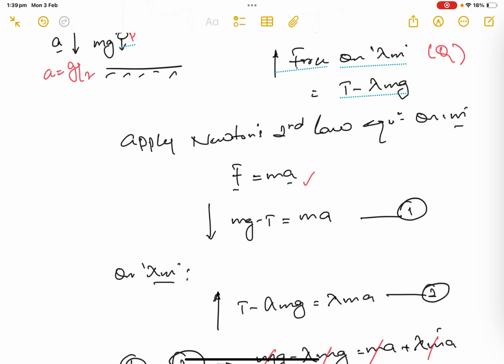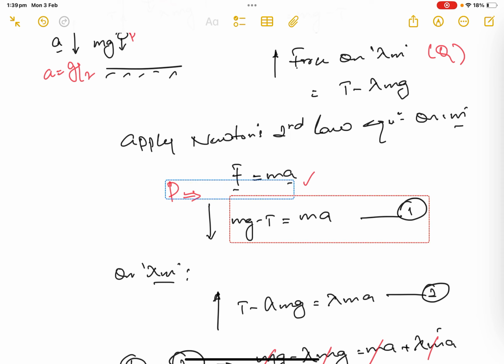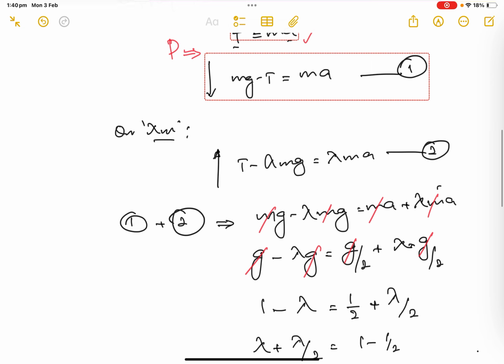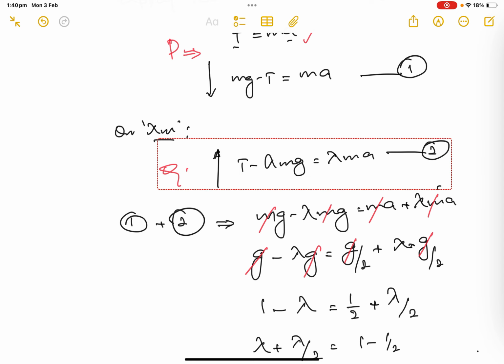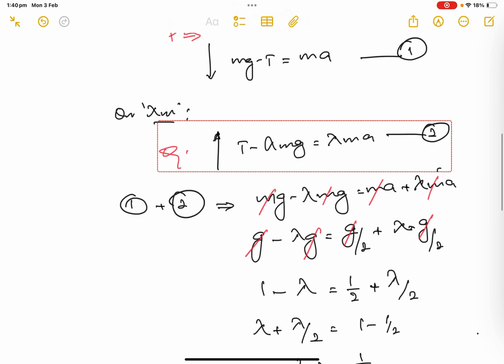The acceleration is the rate of change of velocity, of course. I'm choosing F equals ma for P: the force acting downwards is mg minus T, equals m times a. And for Q, T minus lambda mg equals lambda m a. This is equation 2.